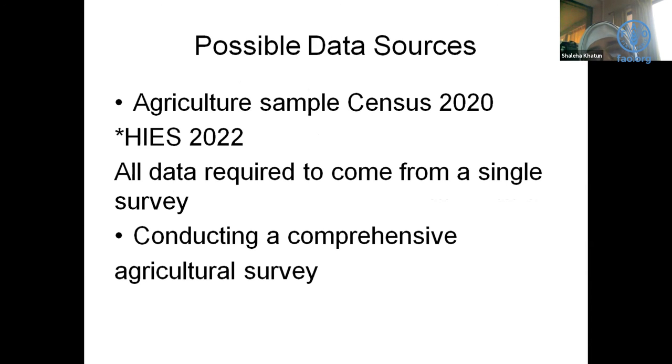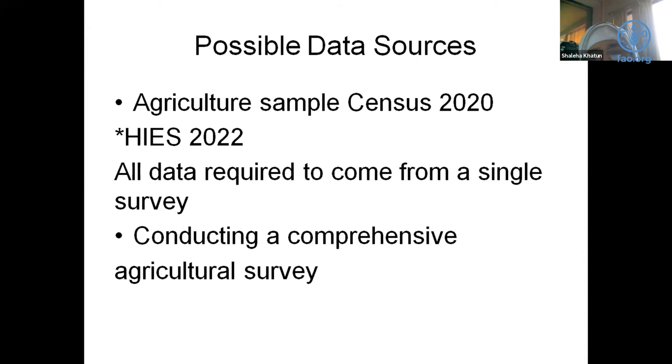Agriculture, possible data sources. Possible data sources may be agriculture sample census 2020 and the upcoming HIES, that is 2022. And we hope all data required will come from a single survey. And the last one is conducting a comprehensive agricultural survey, if possible.